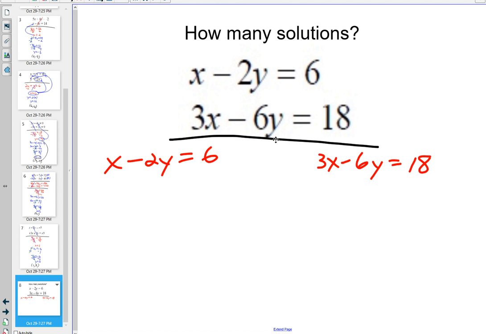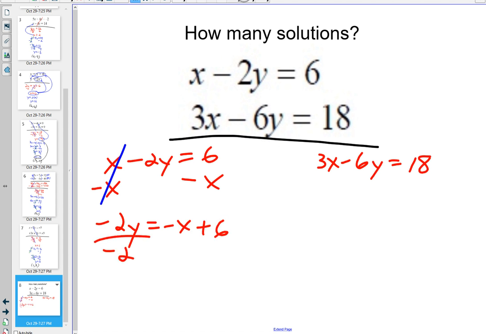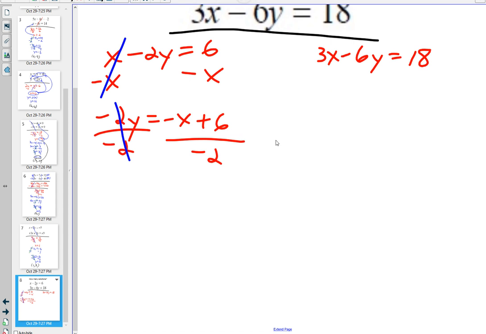If you're going to compare slopes and y-intercepts, put them in slope-intercept form. Minus x. So that negative 2y is equal to negative x plus 6. Divide by negative 2. Cancels. Y is equal to negative 1 divided by negative 2, which is positive 1/2. The x just drops to the side. 6 divided by negative 2 is negative 3.